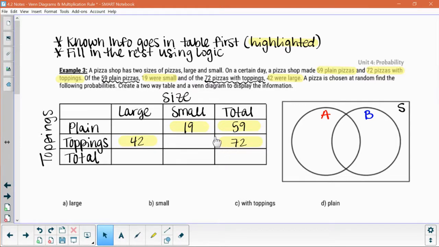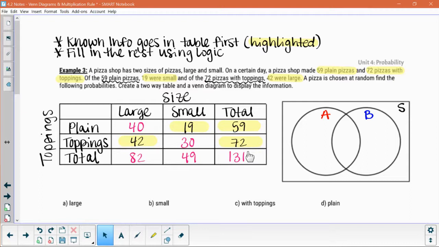And then I just kind of work my way backwards. So like 59 minus 19 is going to give me 40. 72 minus 42 is going to give me 30. And then from here, I can just add up my columns to get my totals in my row.